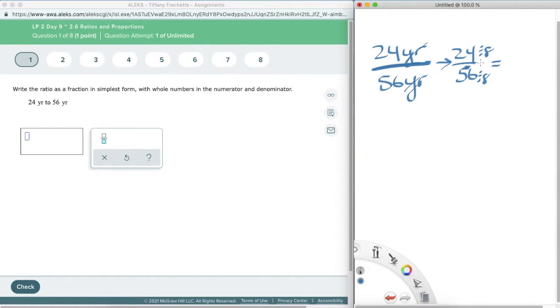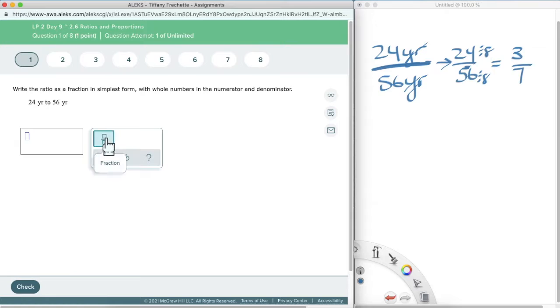Because if I do divide by 2, well, that's not going to be done. I'm going to have to divide by 2 again. And that still won't be done. I'm going to have to divide both by 2 again. So if I know the greatest common factor, I can just divide once. 24 divided by 8 is 3. And 56 divided by 8 is 7. So that was definitely the greatest common factor, because 3 and 7 are both prime and they cannot divide into each other. So 3 over 7.